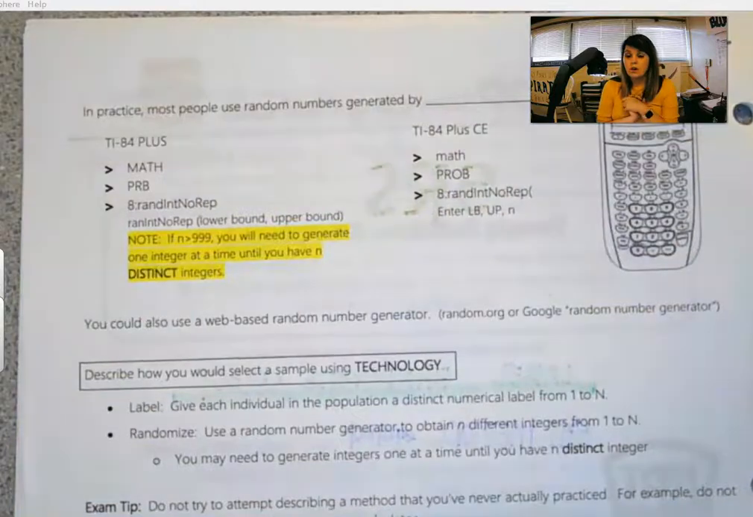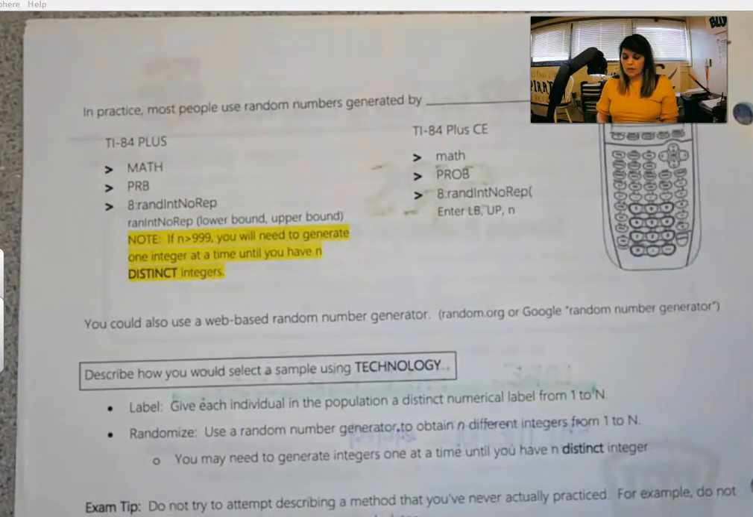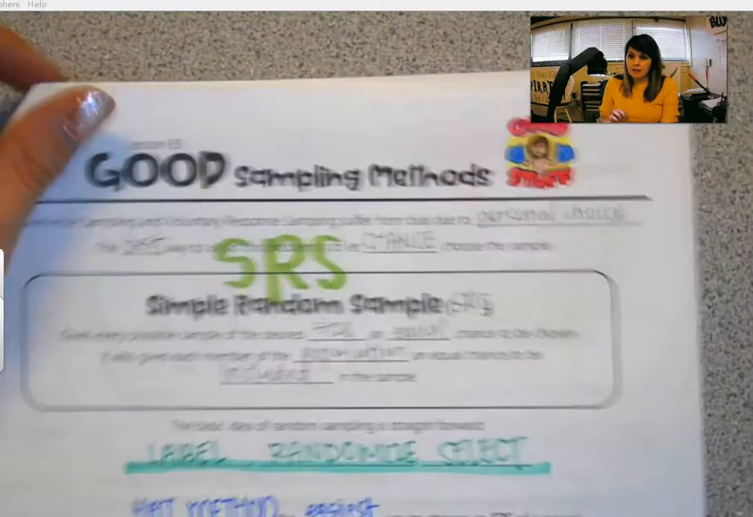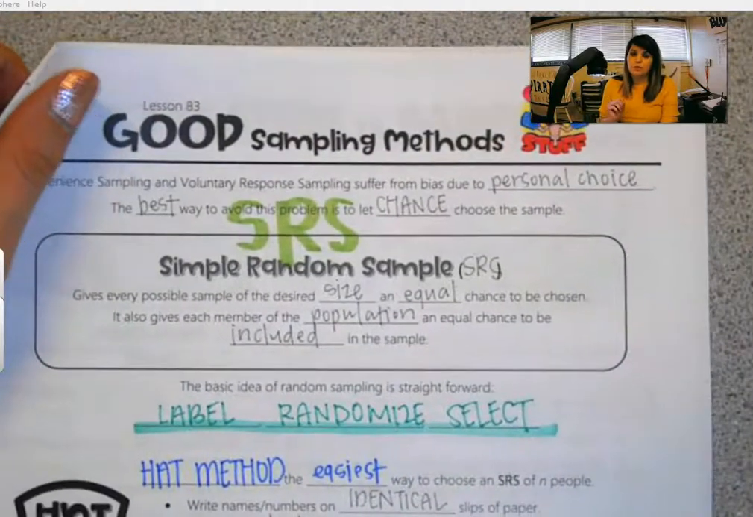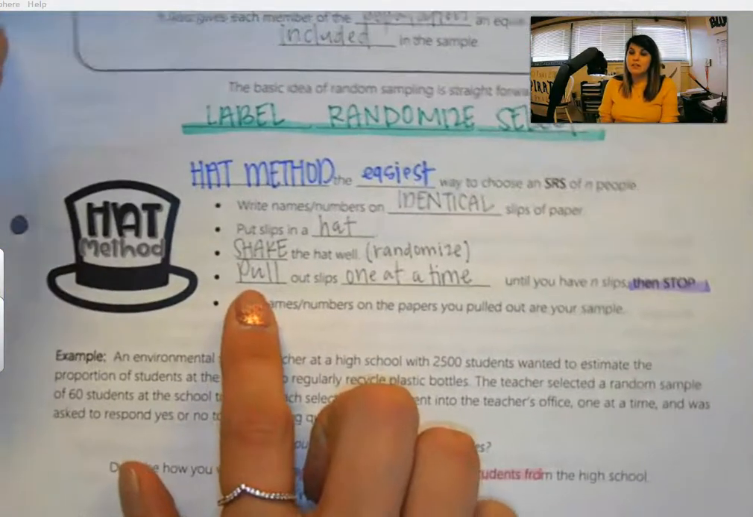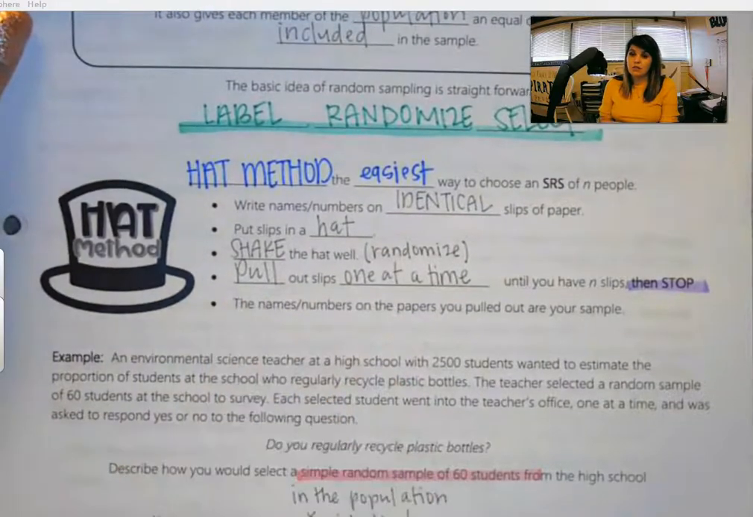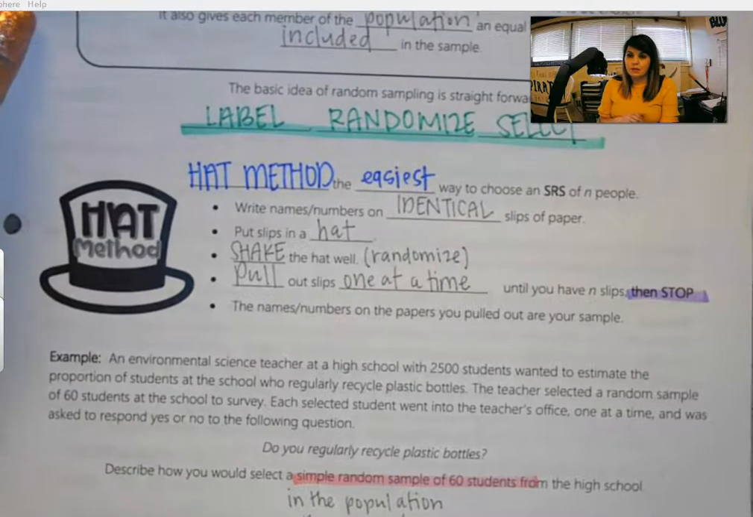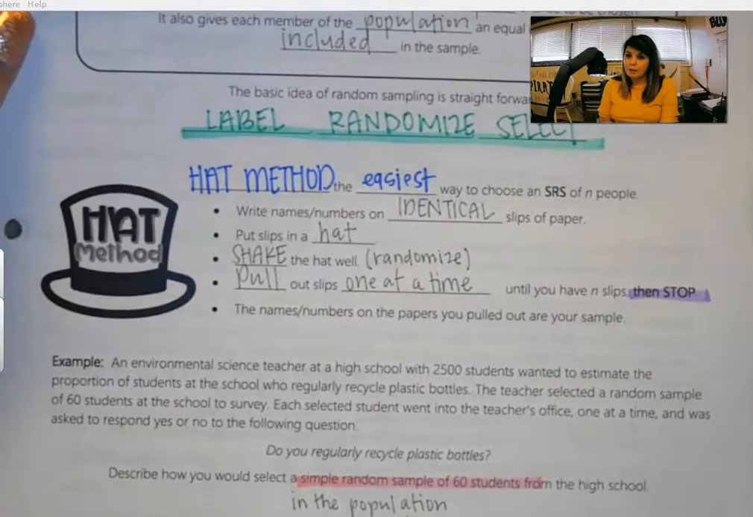Okay, so in our last video, we were talking about good sampling methods. There are 3 basic sampling methods for simple random samples that we are supposed to know for AP Stats. The first one is hat method. It's the easiest, the quickest and easiest to describe. But as I was saying at the end of the last video, it's not very practical.